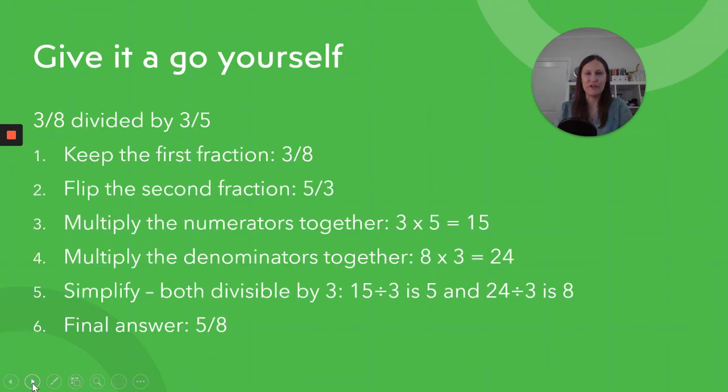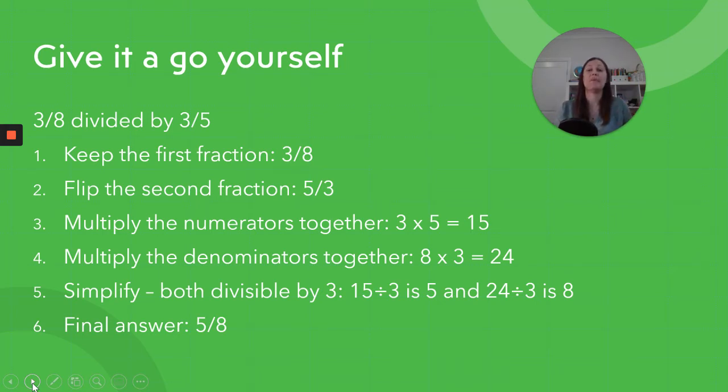Okay, let's go. Step 1, we're going to keep that first fraction the same. 3/8 stays as 3/8. We're going to flip that second fraction. So instead of 3/5, it's going to be 5/3. How do you go so far? Remember to flip the second one?